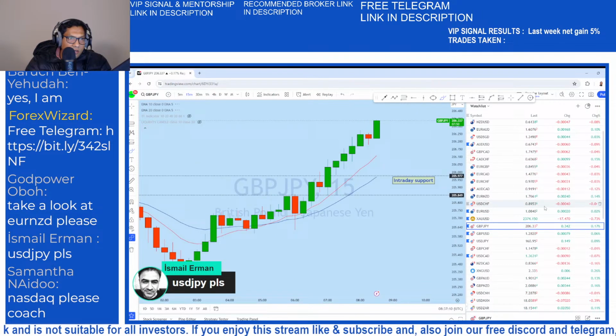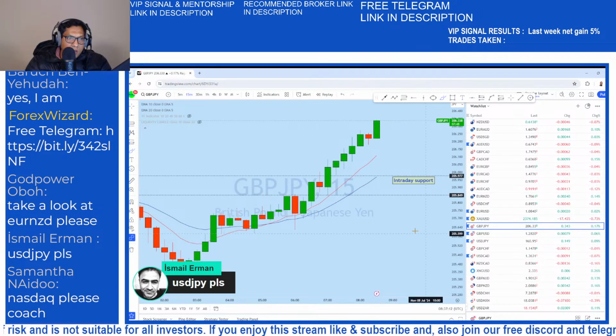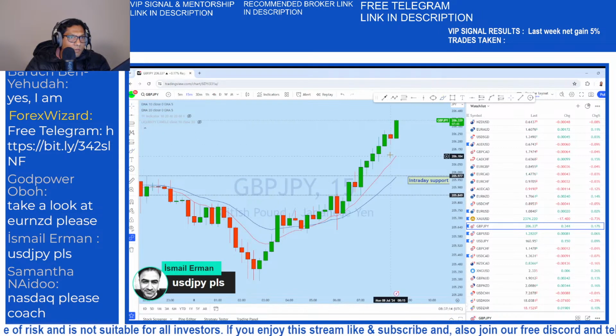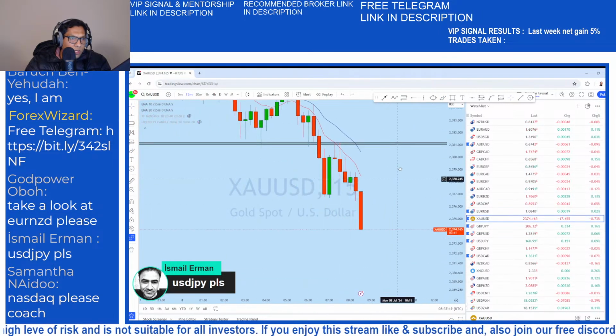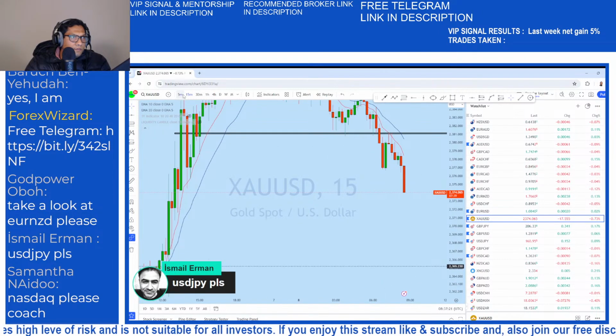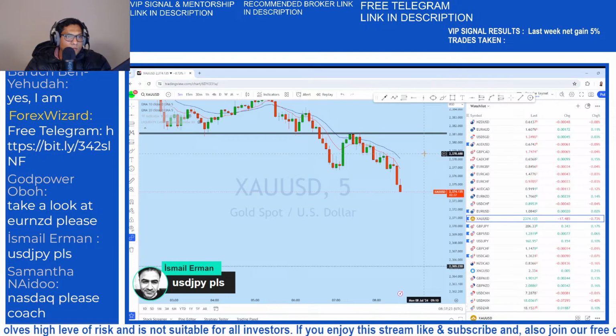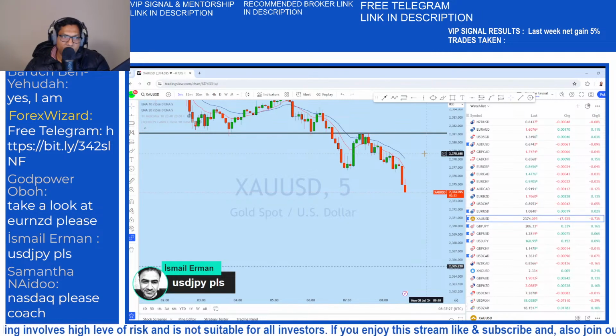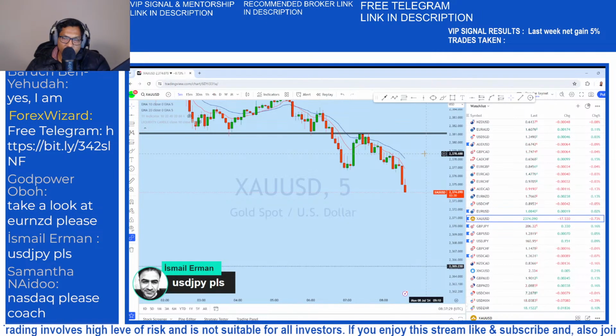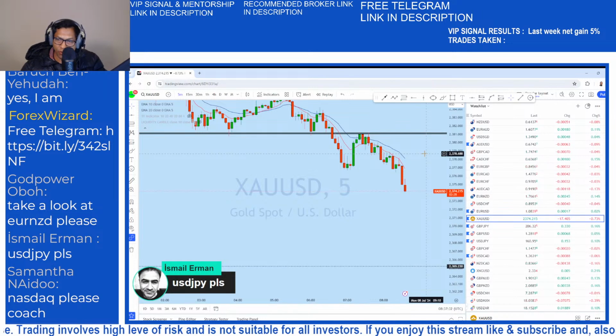Let's see again GJ, and we'll be waiting for entry. On gold, we can see that it's pretty strongly bearish. We'll wait on gold to see where the market is heading, and based on that we can look for entry opportunity.